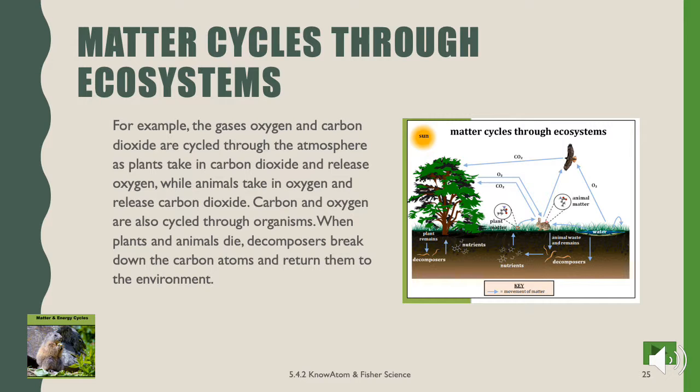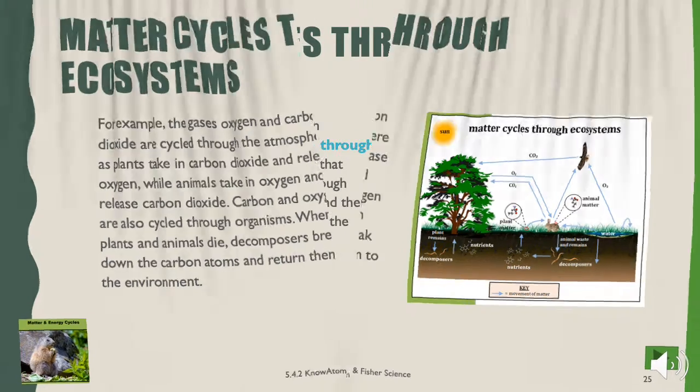For example, the gases oxygen and carbon dioxide are cycled through the atmosphere as plants take in carbon dioxide and release oxygen, while animals take in oxygen and release carbon dioxide. Carbon and oxygen are also cycled through organisms. When animals and plants die, decomposers break down the carbon atoms and return them to the environment.